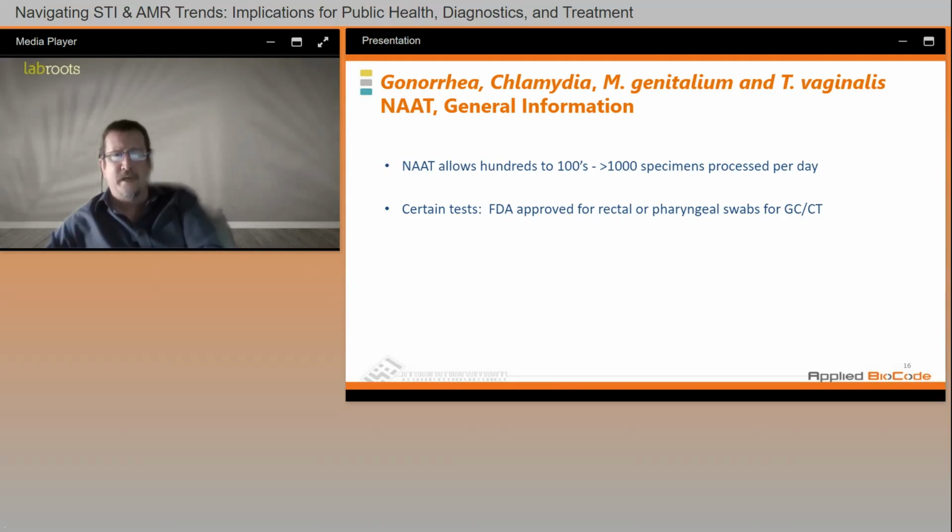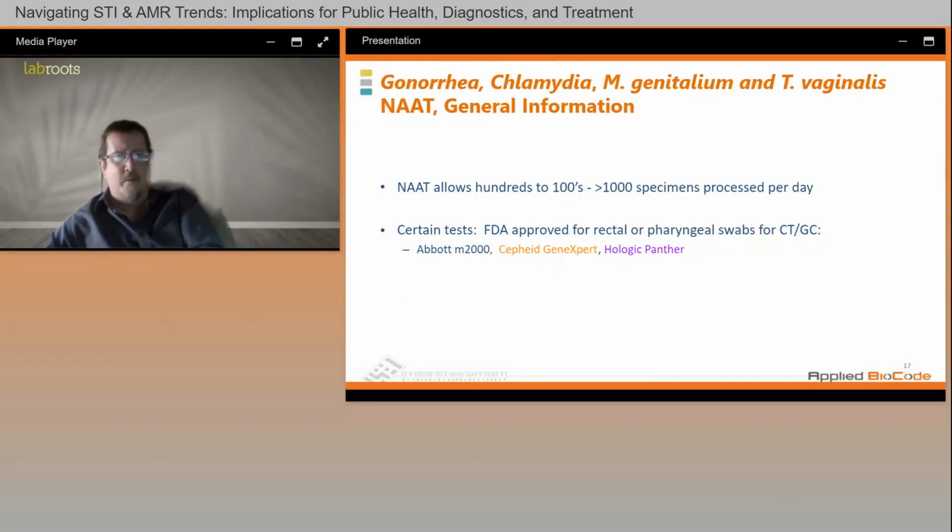In terms of the ability to run things quickly and to multiplex them, nucleic acid amplification tests allow hundreds to perhaps even thousands of specimens to be processed a day in the laboratory. Another note is that while we think of these as vaginal, urethral, or urine specimens, three companies have now generated FDA approval for rectal and pharyngeal swabs. And I will name them here.